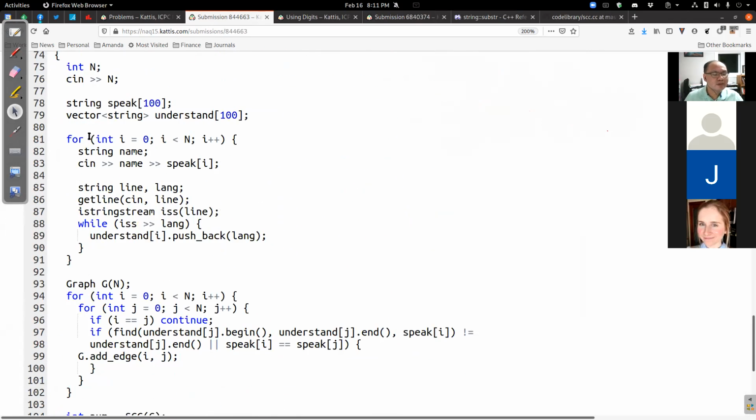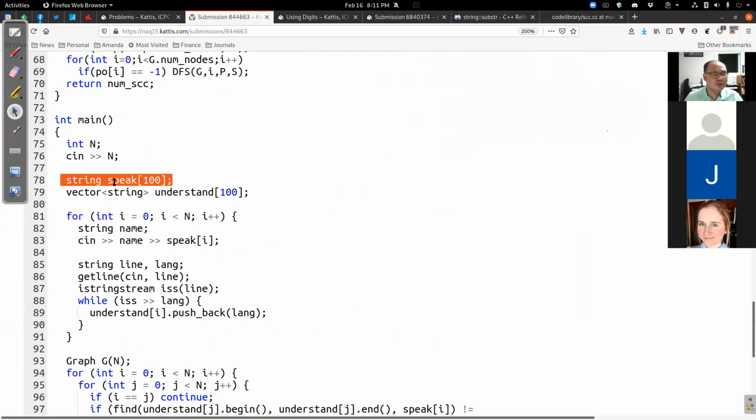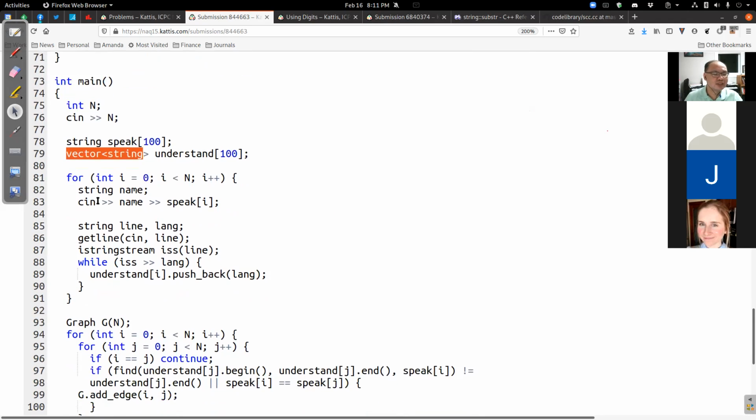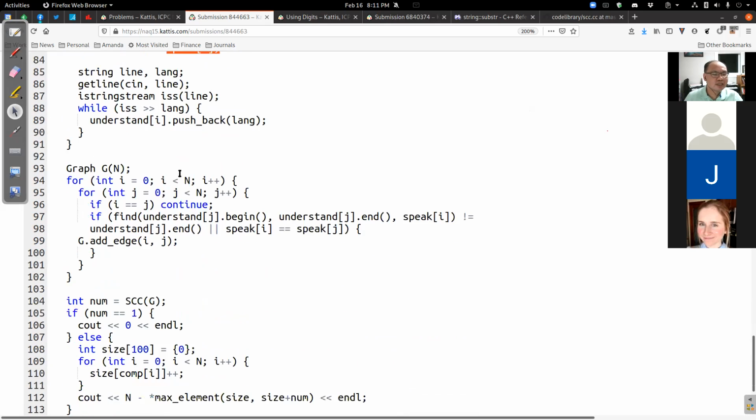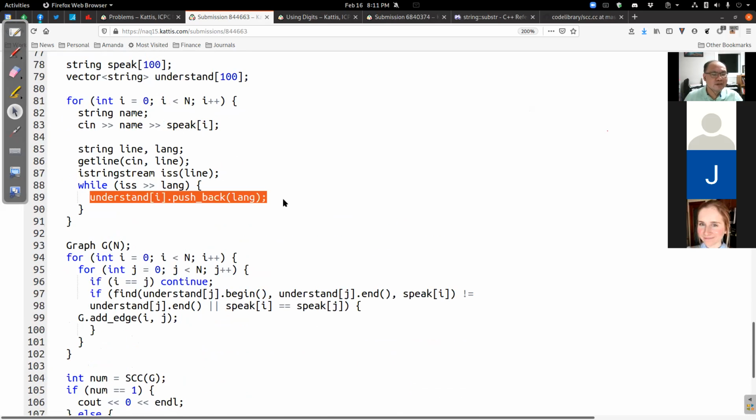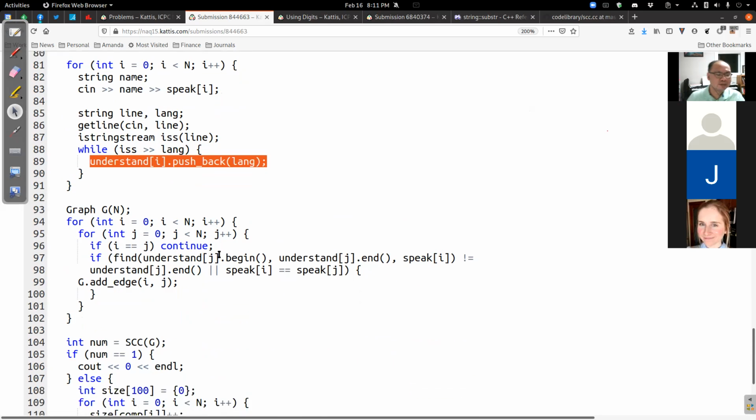So I basically read the input. There are 100 people, and each person has a language that they speak, and then a vector of strings, a vector of languages, that they understand. So what do I do for each person? I read in the name, which I don't think I even need. I figure out what they speak, and then I parse it to figure out all the languages that they understand.